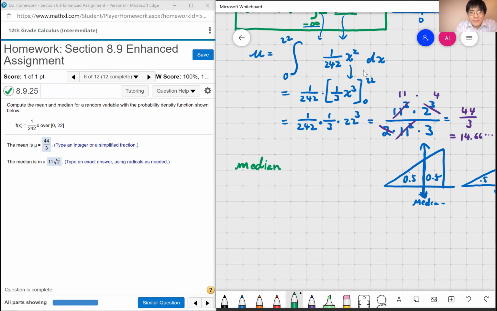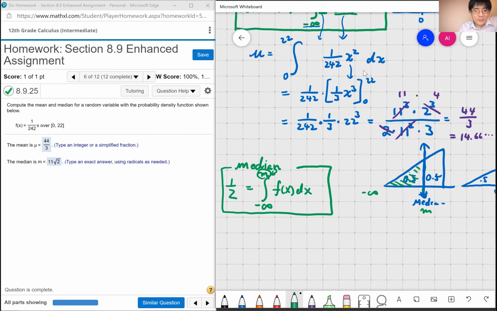So we need to find the place m. The integration from negative infinity to m, the integration of the left side of the probability density function, should be equal to 50%. So the median is the value m such that the integral becomes 1/2. So let's find the median in this problem. In this case, we don't need to start from negative infinity. We start from 0, so 0 through somewhere, to make this area equal to 1/2.